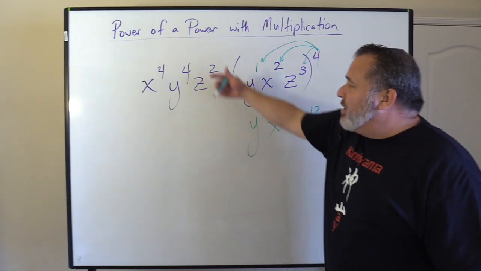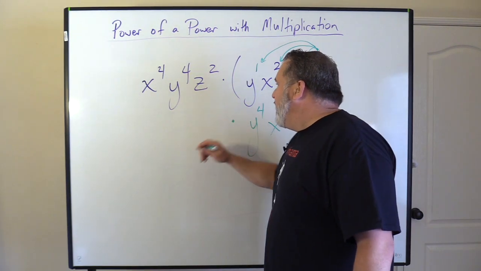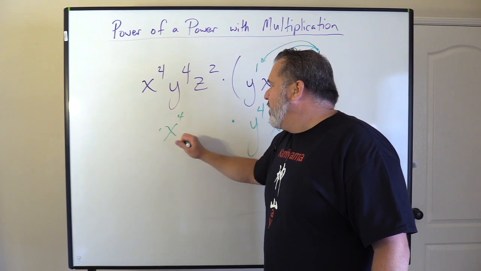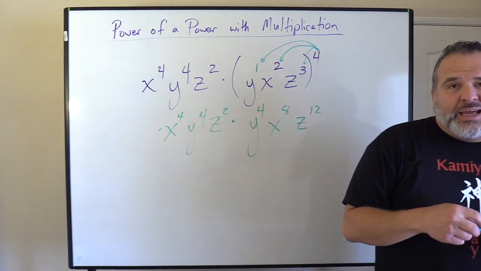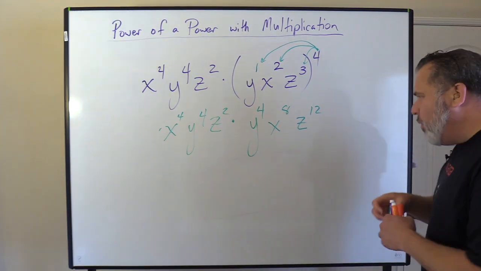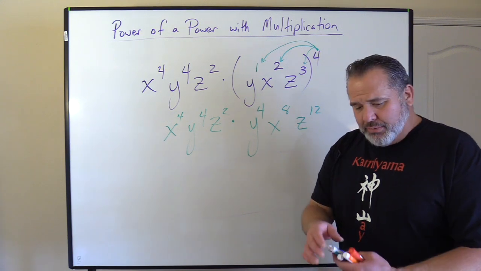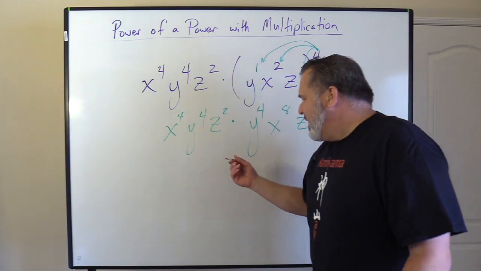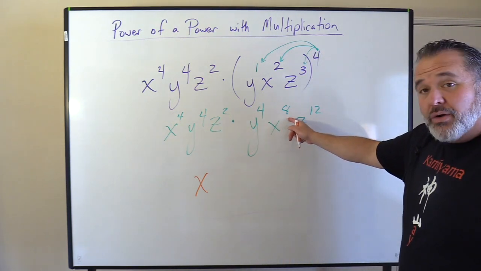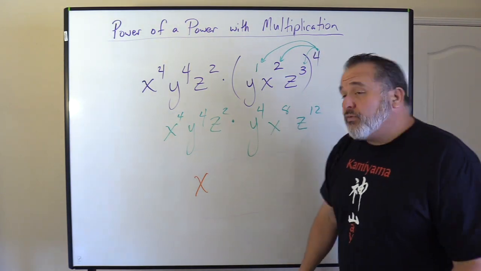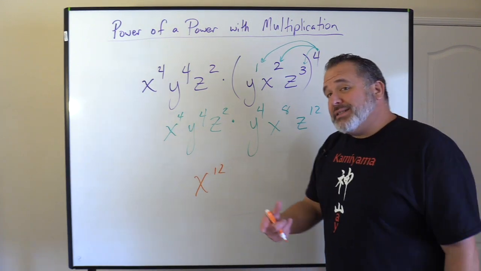And then what I do is I'm going to just take and bring this stuff down, right? X to the 4th, Y to the 4th, Z to the 2nd. Now that I got that, let's ask ourselves, how many X's do I have in my problem? Well, let's look. How many X's? I got 4 here and 8 here. Ooh, that's a lot. What is 4 plus 8? It's 12. So I actually have 12 X's in my answer.